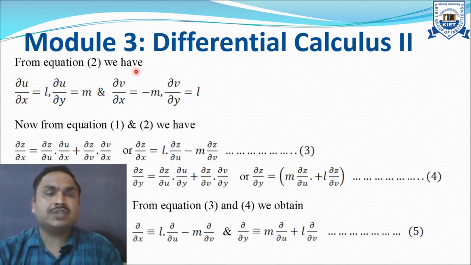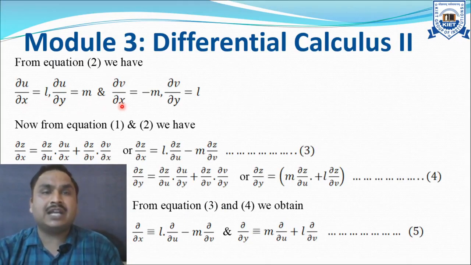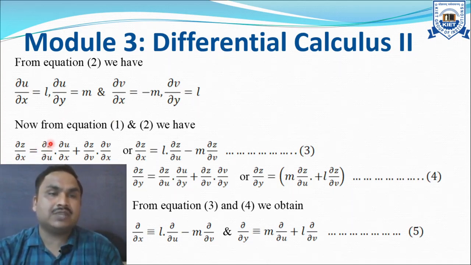From equation 1 and 2, it is clear that z will be a composite function in x and y. Now differentiating equation 2 partially, we shall get del u by del x equals l, del u by del y equals m, and del v by del x equals minus m, del v over del y equals l. Now by the concept of composite function, del z over del x will equal del z by del u into del u by del x plus del z over del v into del v by del x. Now putting the values of partial derivatives del u by del x and del v by del x, we get del z over del x equals l del z by del u minus m del z by del v.